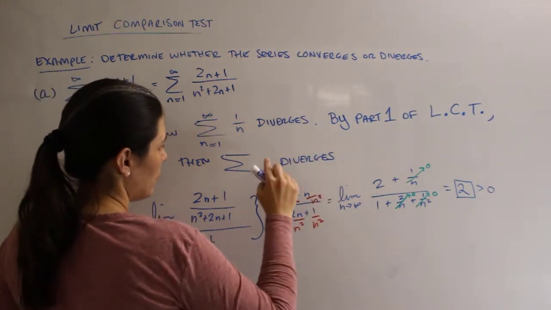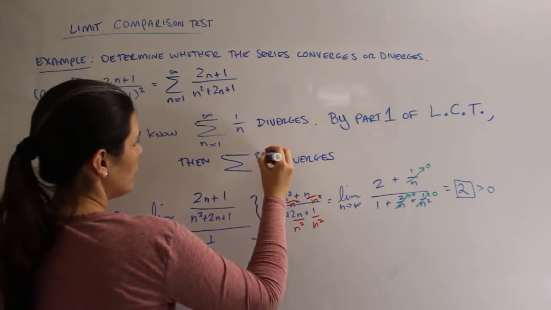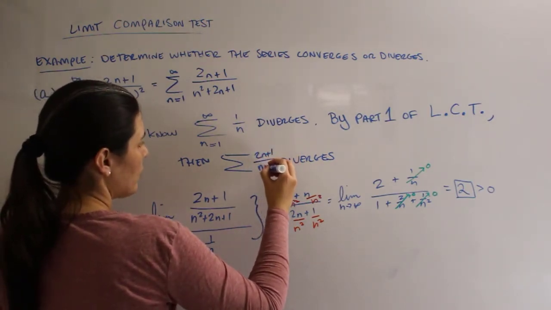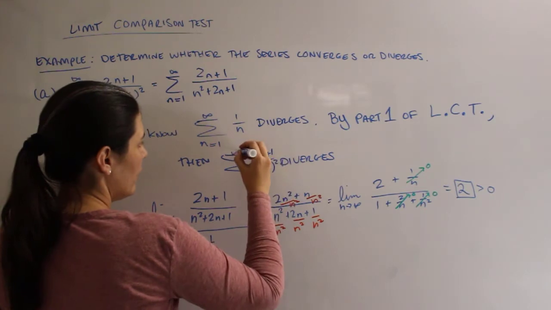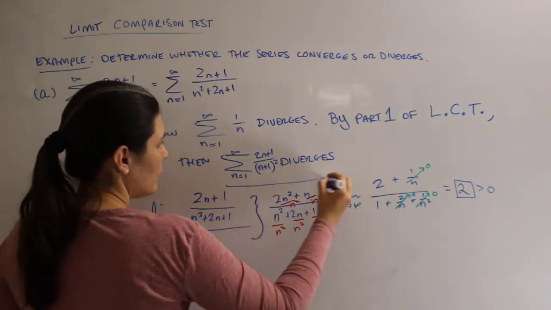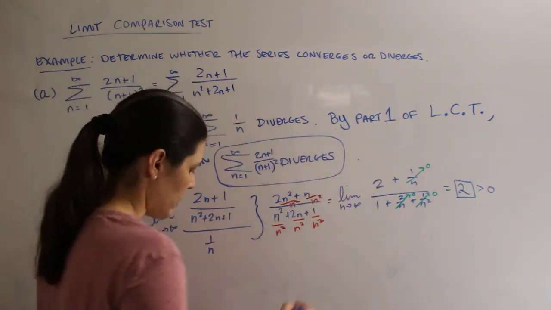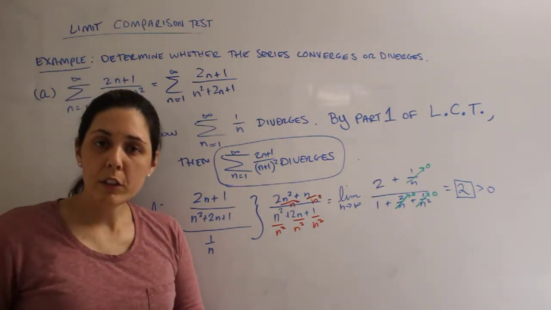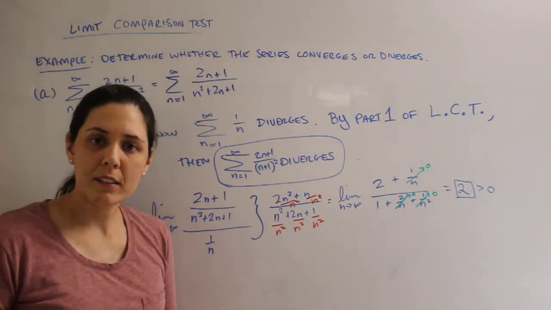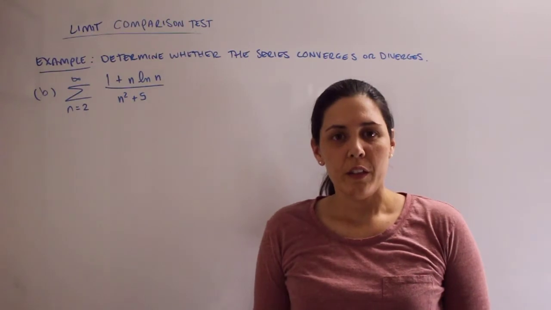Okay, let me just put our series in here really quick: 2n plus 1 over (n plus 1) squared. And that is what we were trying to determine. And that is our first example for the limit comparison test. All right, let's try another example.